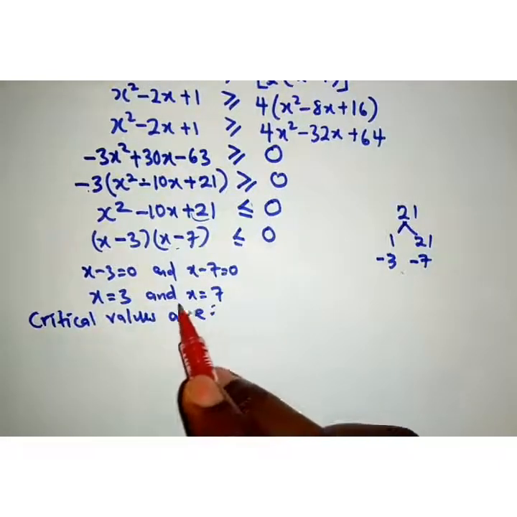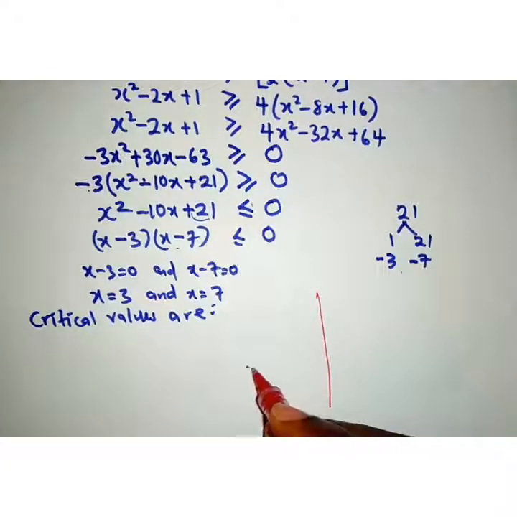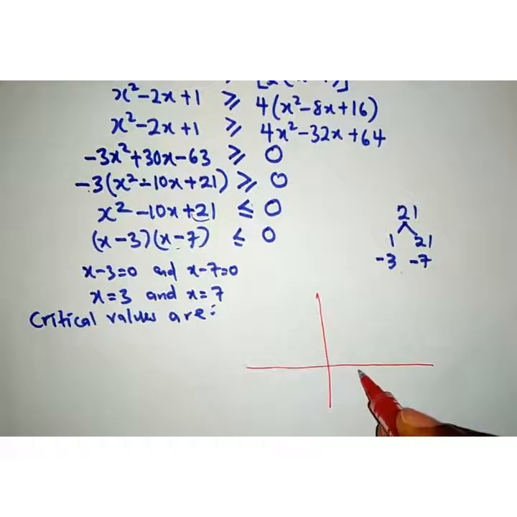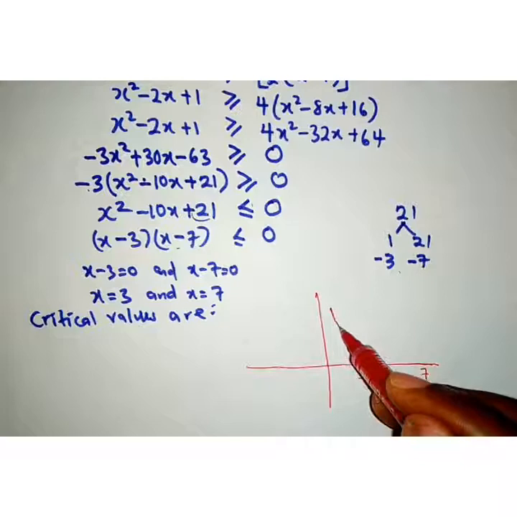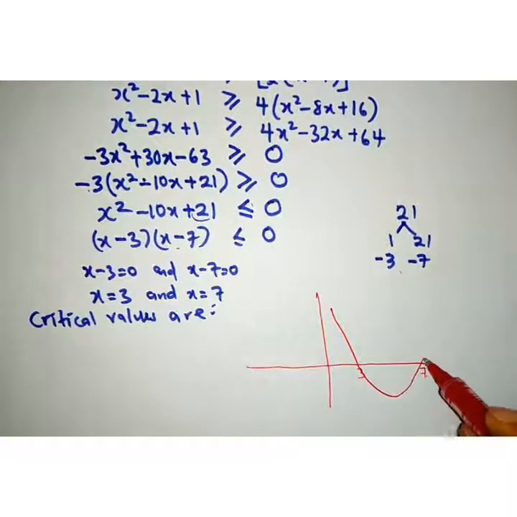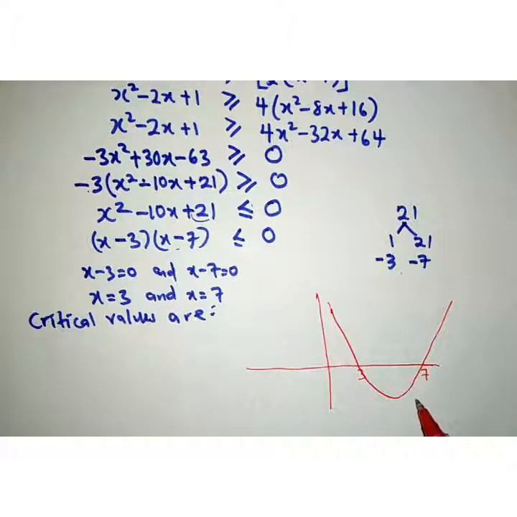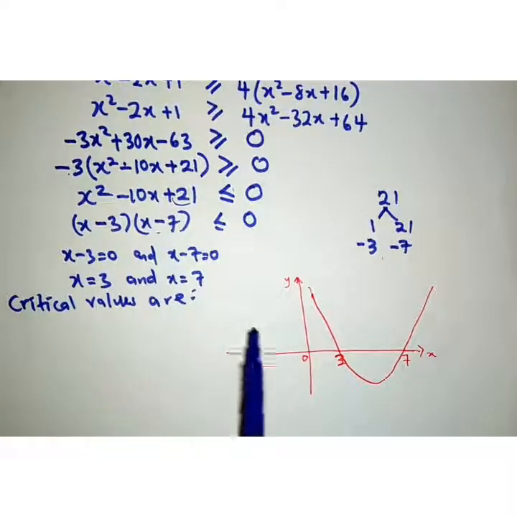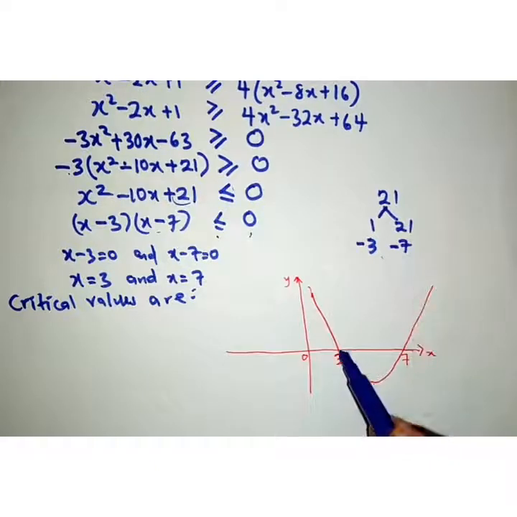With our critical values, we now sketch the graph of this curve. So we have this 3 here and then 7. It is a quadratic curve. So we sketch the graph of this curve in this manner. We are interested in the region where this curve is less than or equal to 0. That is where it lies on or below the x-axis. This region, we are interested in this region.